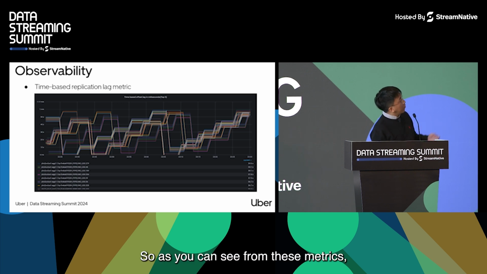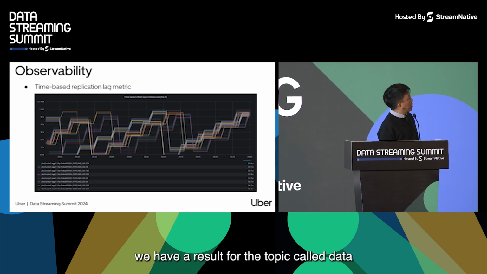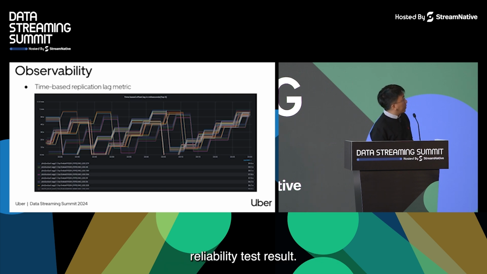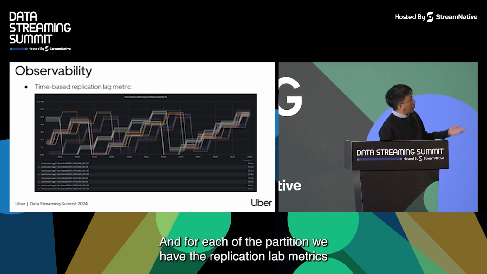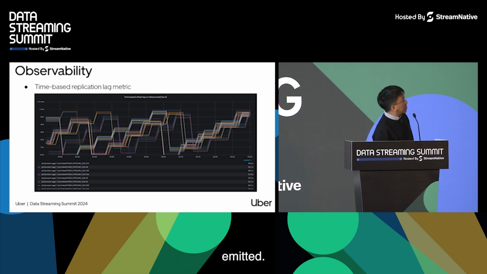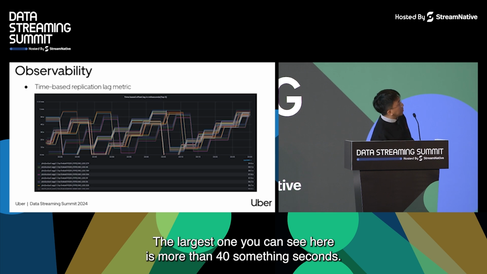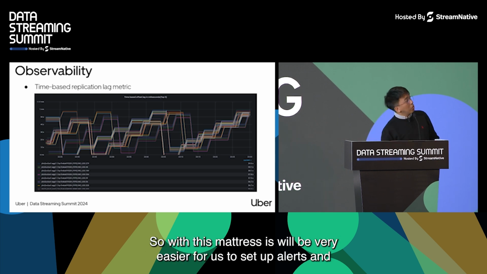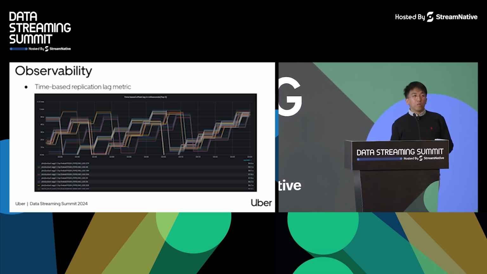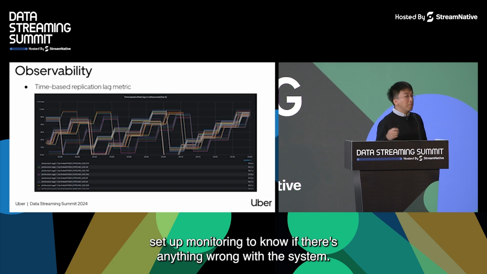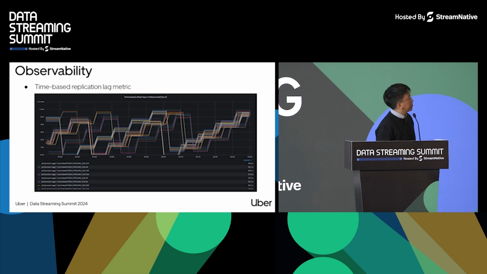And this difference is the time for the replication lag. As you can see from these metrics, we have a result for the topic called data reliability test result, and for each partition, we have the replication lag metric emitted. The largest one you can see here is more than 40-something seconds. With this metric, it is much easier for us to set up alerts and monitoring to know if there's anything wrong with the system.